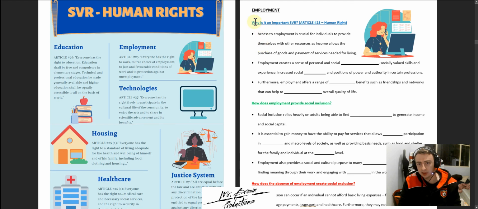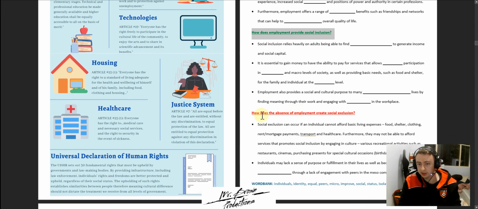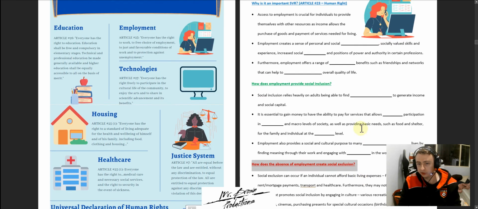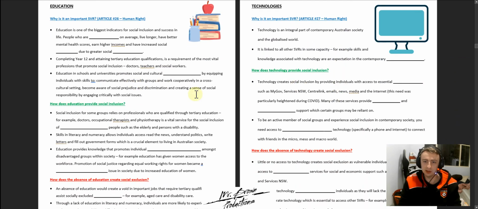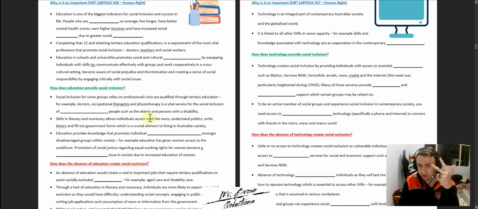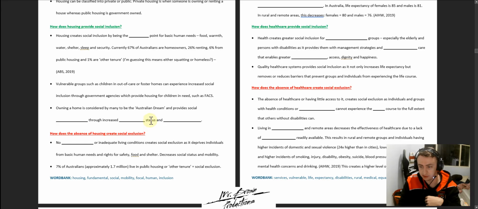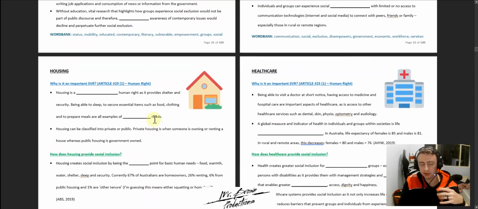There is why it's important as a socially valued resource, how it promotes social inclusion, and how an absence of it creates social exclusion. So you're going to have points across each of these things, why it's important, how it promotes social inclusion, and how, if you don't have it, it creates social exclusion. And you're going to have that across each of these areas in a general sense.